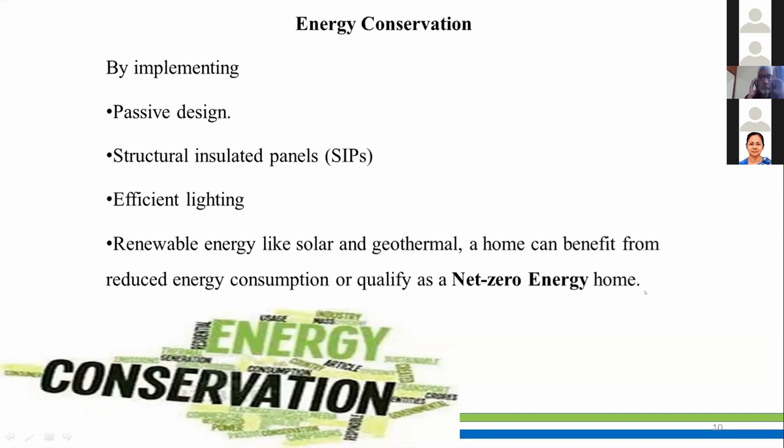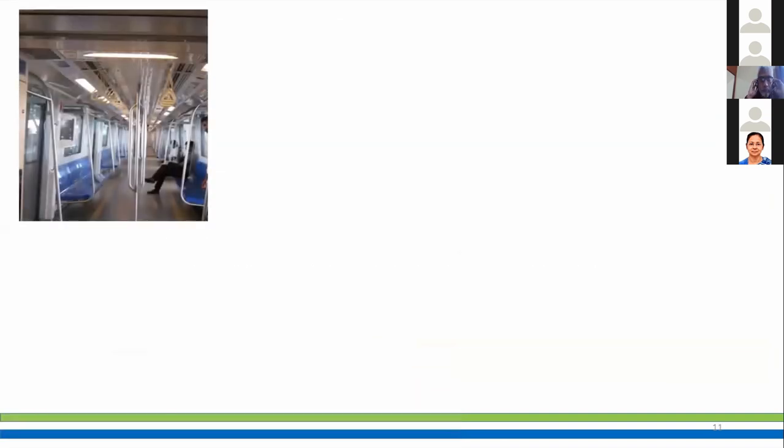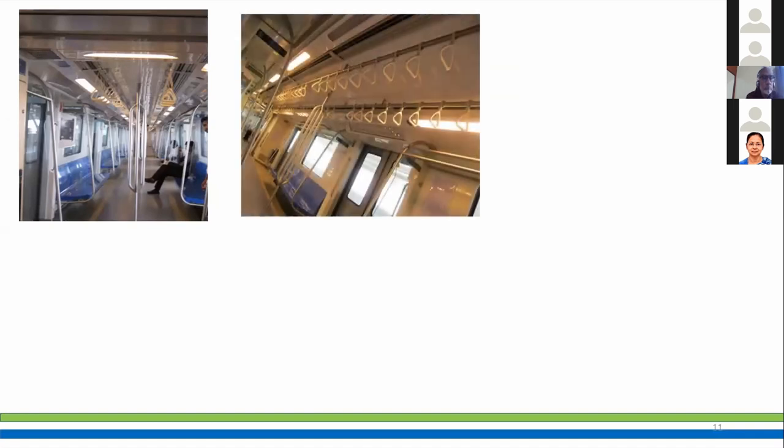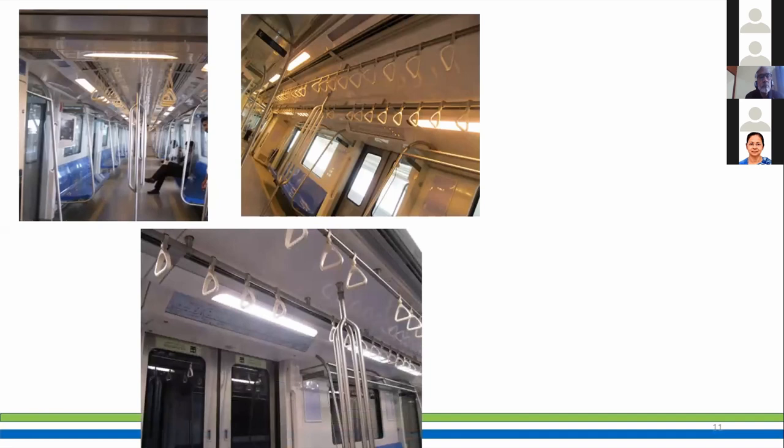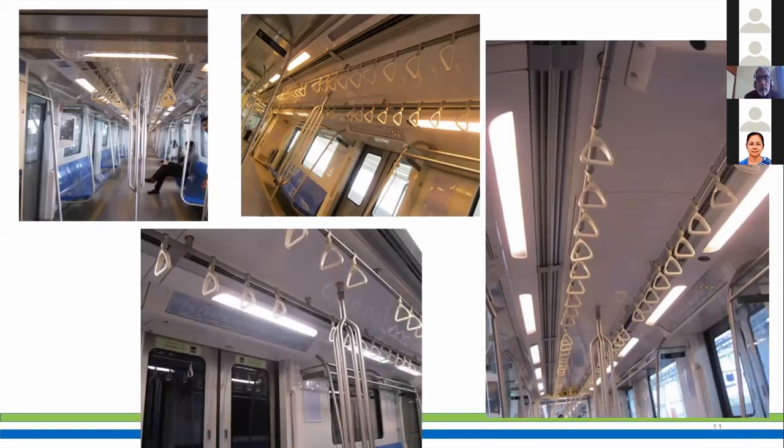These are the major aspects which we concentrate on for energy conservation. Here are some of the pics which we show in order to go with the energy conservation, some of the basic examples. Here are some pics from the rolling stock of the Chennai Metro, where we have traveled in the underground as well as in the elevated.